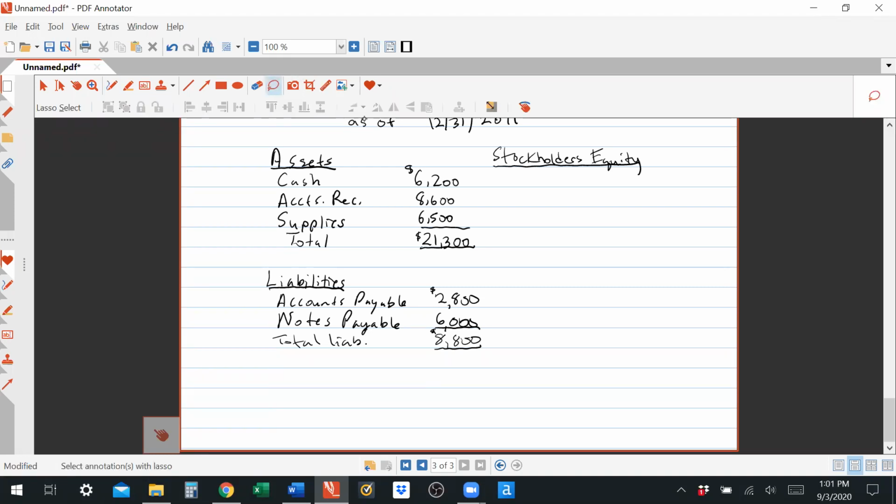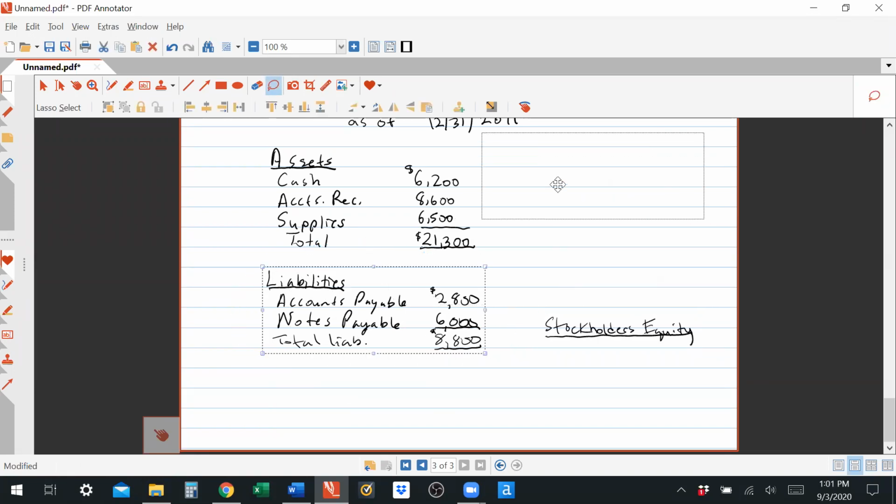Actually, I could do that, couldn't I? I would have room if I did it that way. Put this over here. I'll do a horizontal balance sheet.